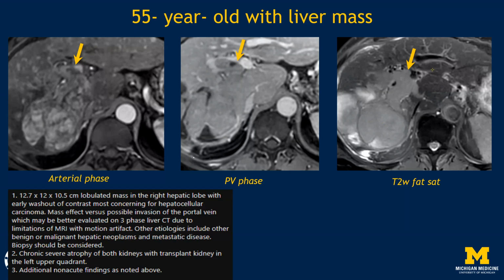So this was an outside study that was referred to us. It was called HCC. They said it was possibly invasion of the portal vein, and they recommended a 3-phase liver CT, which was not needed. They also put in some additional etiologies, but in this case, that should not have been the case. This is a classic imaging case of infiltrative mass with tumor in vein.